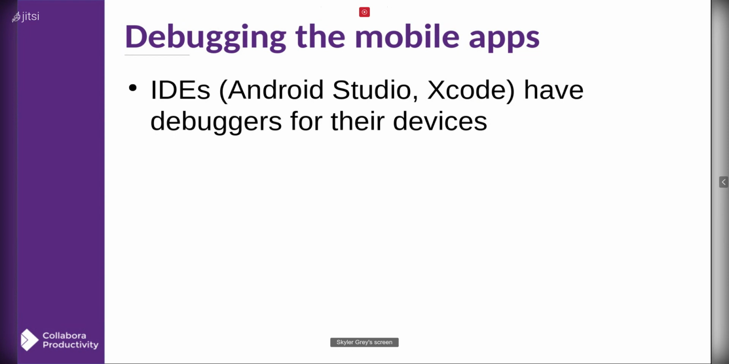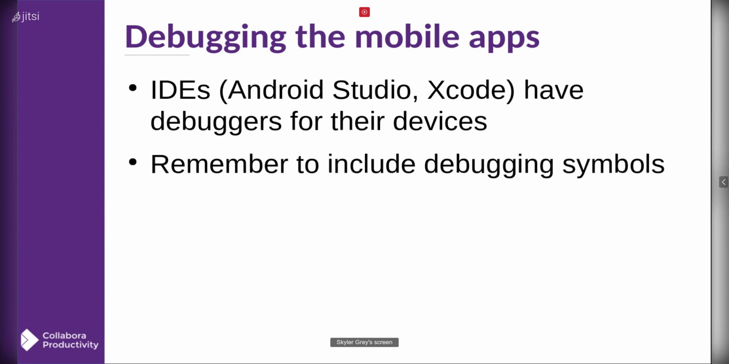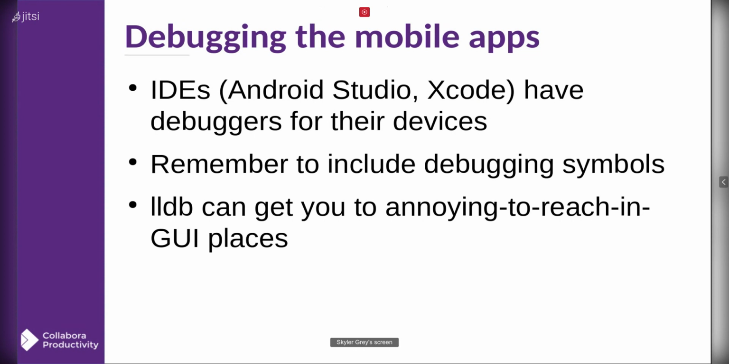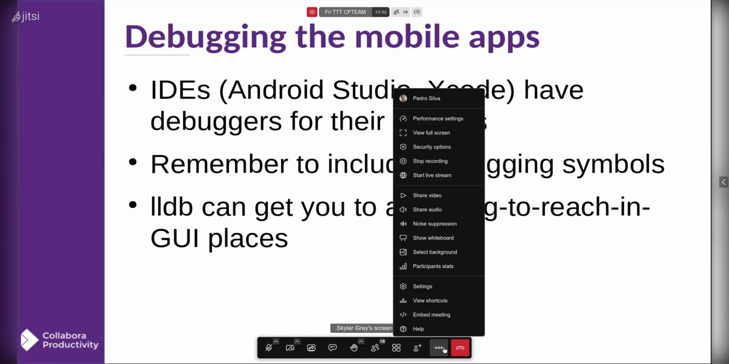So onto debugging. Android Studio and Xcode have debuggers for mobile devices. You will have to include the debugging symbols for core if you are trying to debug core code using the debuggers, because that won't be included by default in the project. But once you have, you can set breakpoints on core functions, and you will be able to see variables, etc.